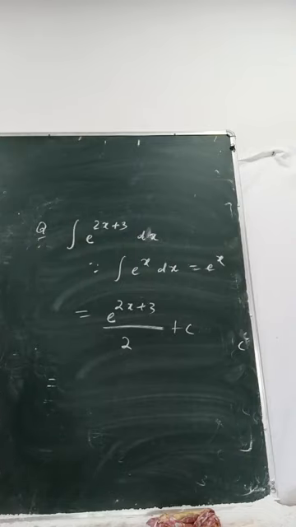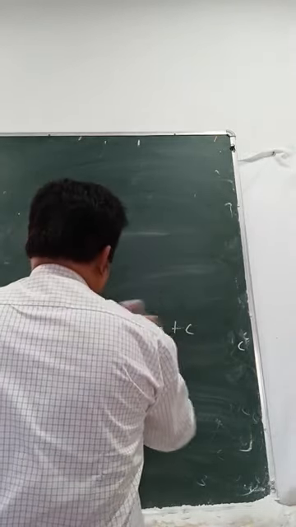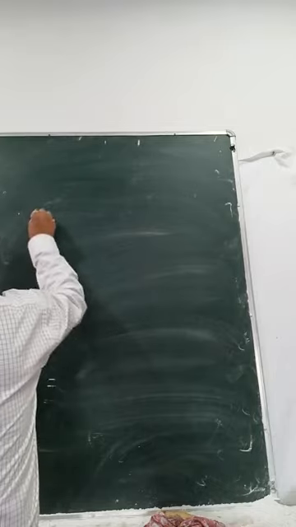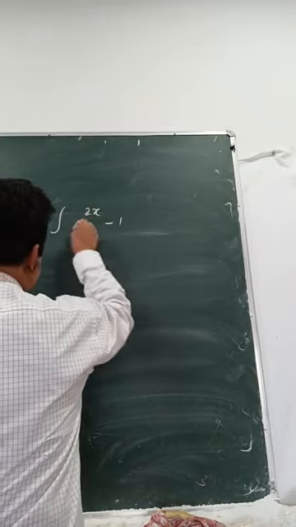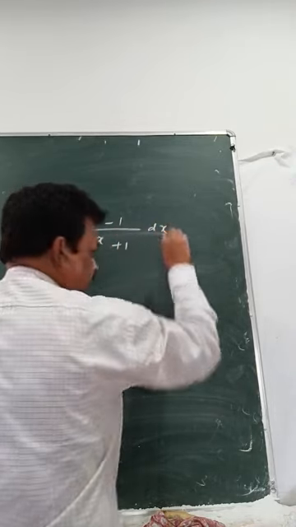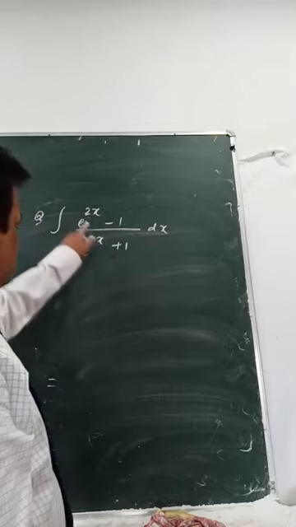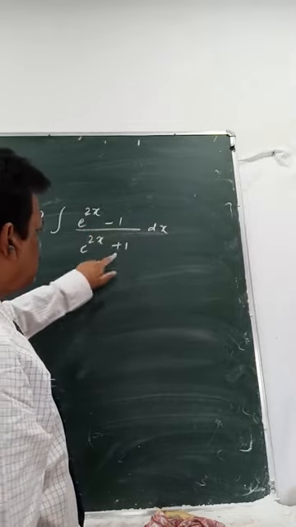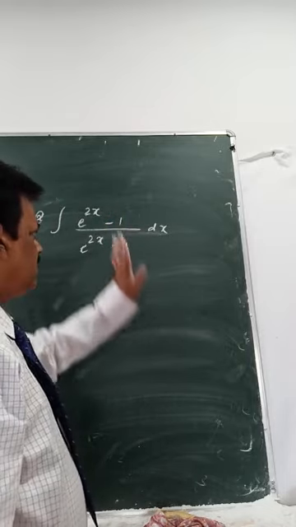Suppose some important questions now, but there is no clue at all. e to the power 2x minus 1 by e to the power 2x plus 1 dx. So here is the problem. Neither is this one the derivative of this one, nor is this one the derivative of that one. So what do you do? This question has a clue here.